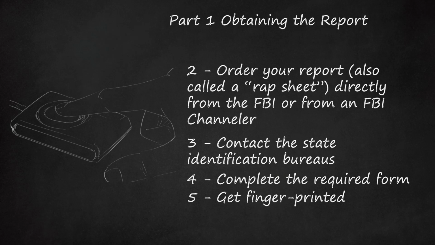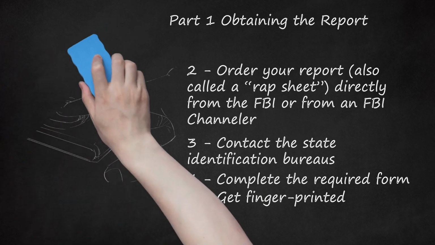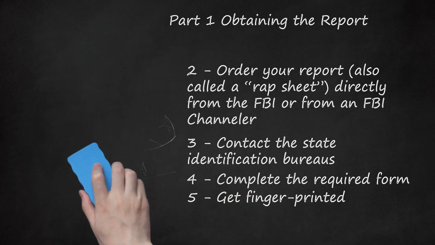You'll need ID. Acceptable identification must be presented at the time you're fingerprinted. The ID must be issued by a federal, state, county, or municipal agency. It must be current. It must include a photo, your name, address, and date of birth. Examples of acceptable ID are a valid U.S. photo driver's license or a passport.